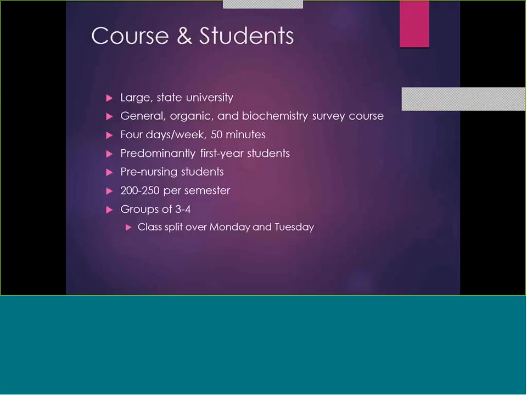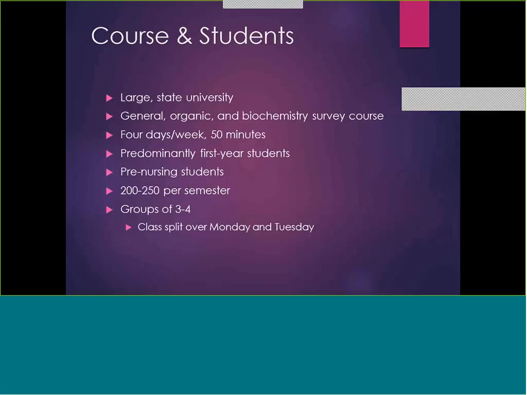I'm at a large state university. Our total enrollment is about 30,000 students. The class I've used this most in, and it's going to be implemented more in the future in our other classes, is a general organic biochemistry survey course. These are pre-nursing students. If they don't get an A or B in this class, they don't get into nursing school. So the stakes are pretty high, and they're a little high-strung.